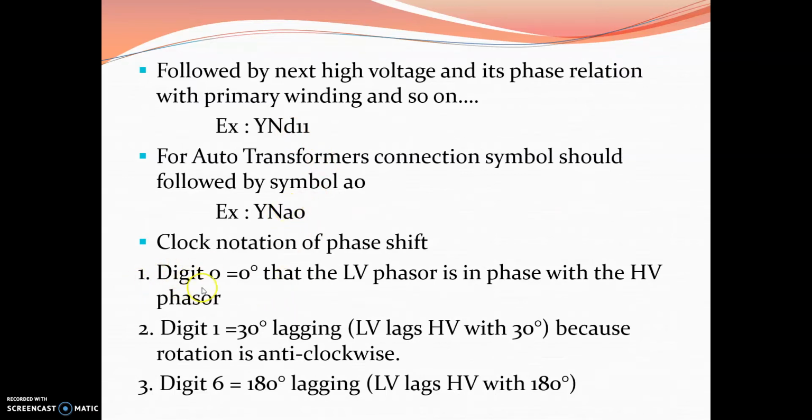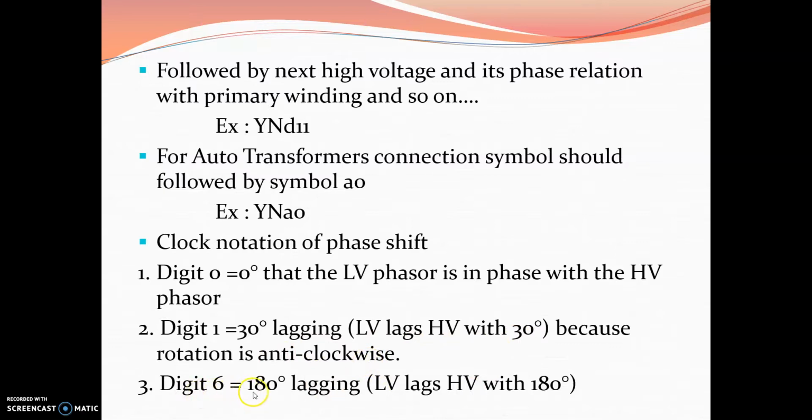So we are going to discuss the digit 0, that is 0 degree phase difference between the low voltage phasor and the high voltage phasor. The second case is 30 degree, which can be lagging or leading, that is the low voltage lags the high voltage by 30 degree or vice versa. And then the direction will be anti-clockwise.